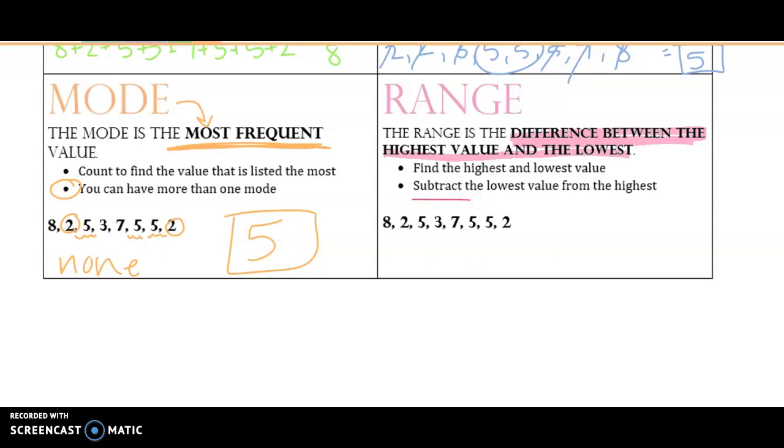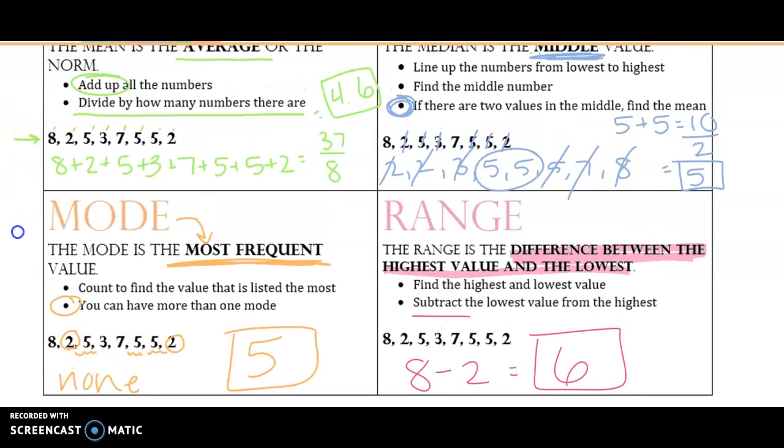Okay, so my highest value looks like it's 8. My lowest value looks like it's 2. So I'm going to do 8 minus 2. We're going to get 6 as our range. Correct. Okay, and that is it. So we just found the mean, median, mode, and range on a set of data.